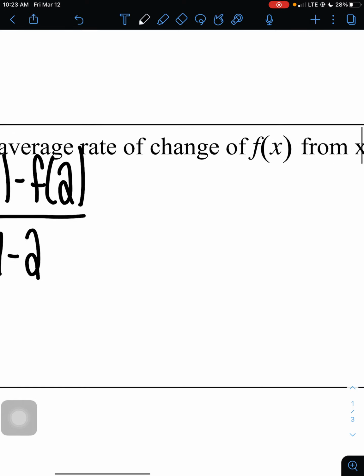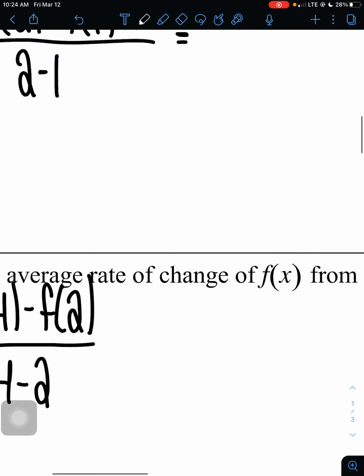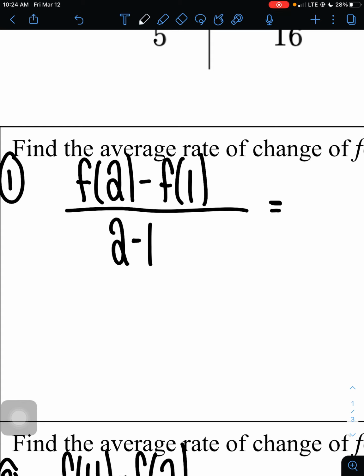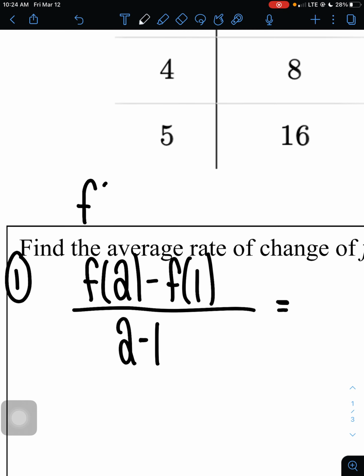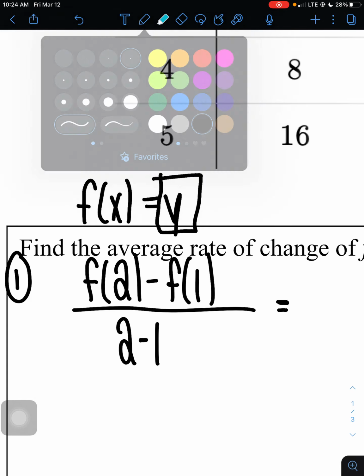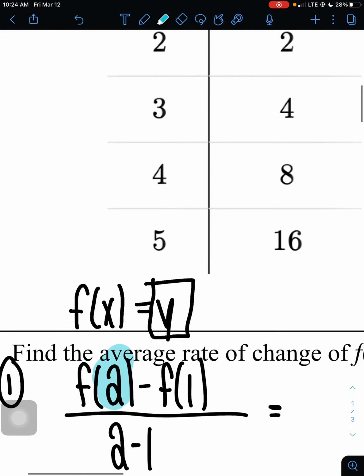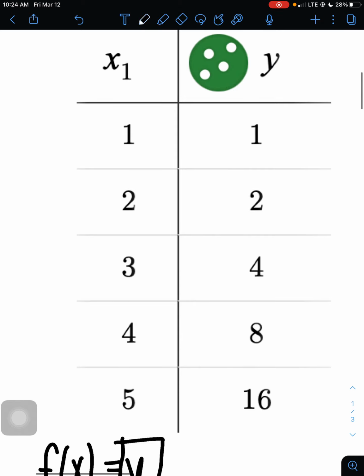So we've actually set up all of the formulas that we're going to use. Now it's just a matter of simplifying, evaluating. So when they say f of 2, remember that function notation, f of x equals y? They just want us to figure out what is the y value when x is equal to 2. So we're going to go to our table, look to see where our x value is equal to 2. And that's right here. And then the y value is 2 as well.